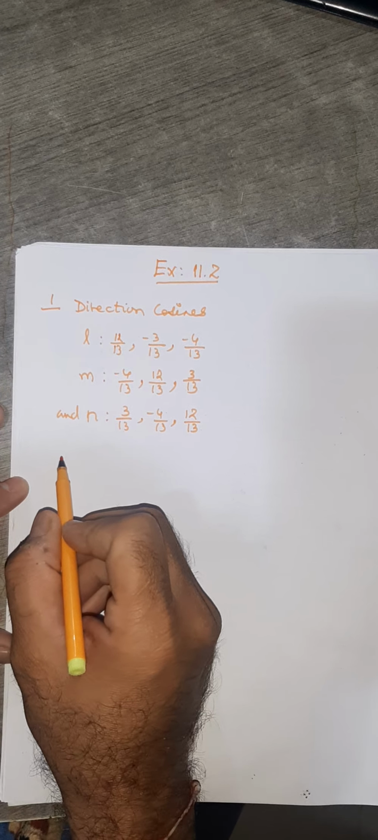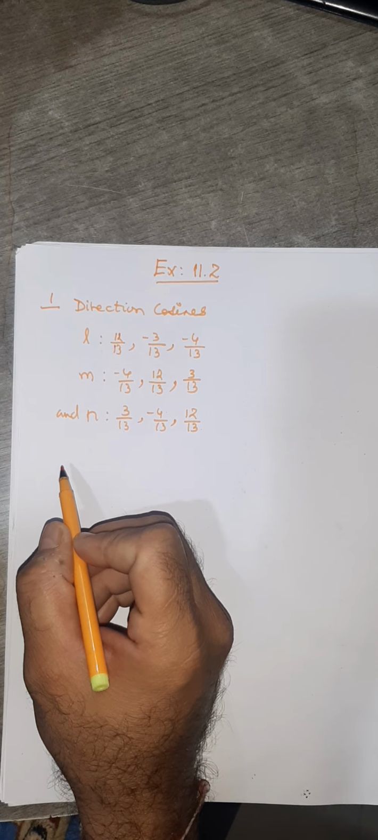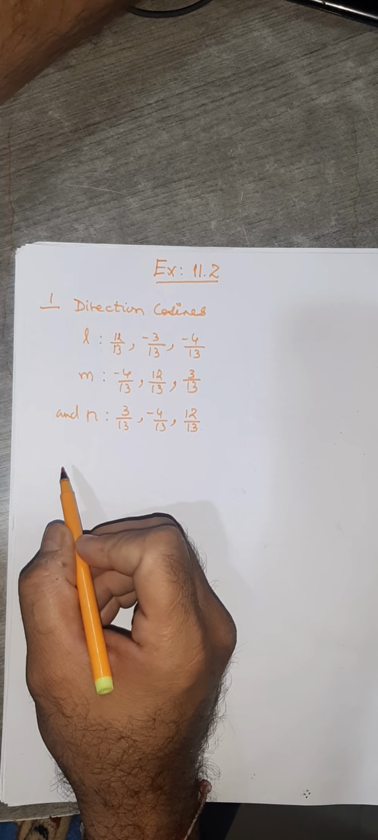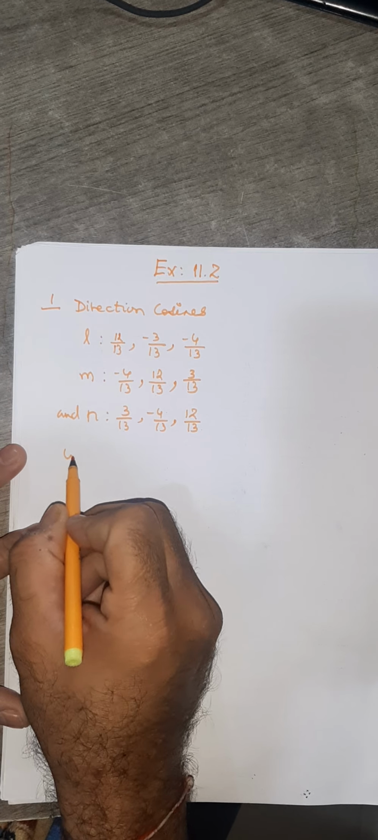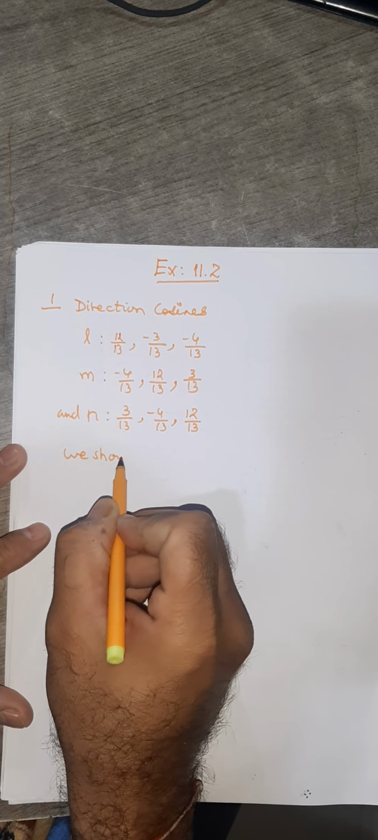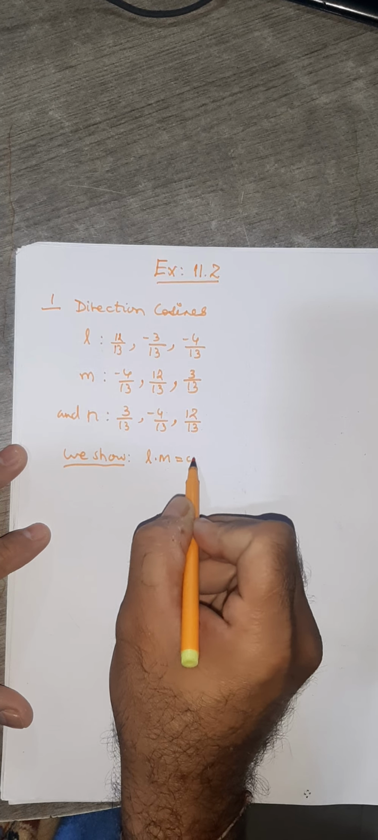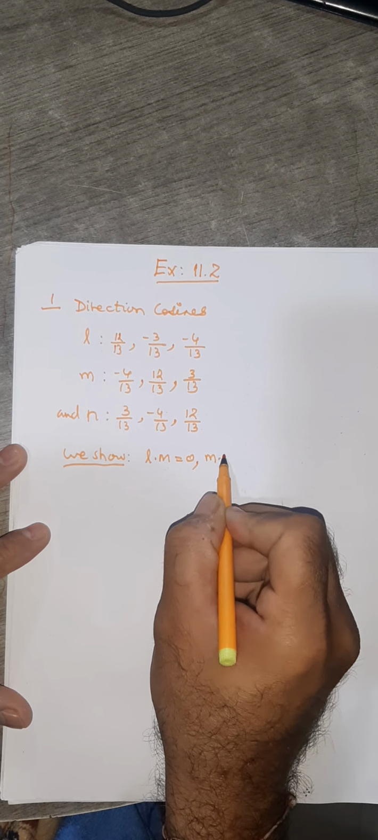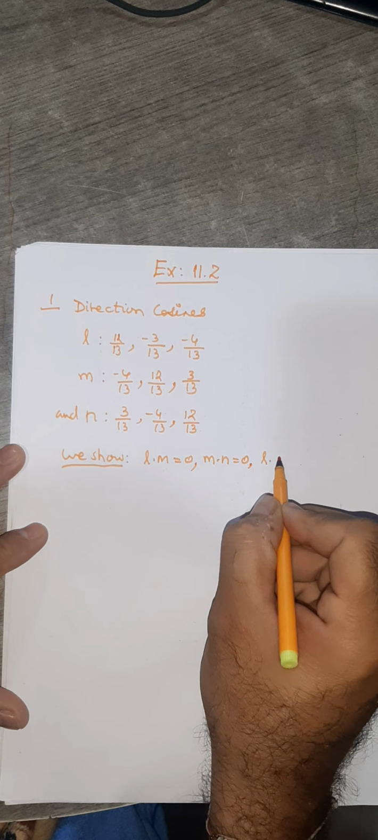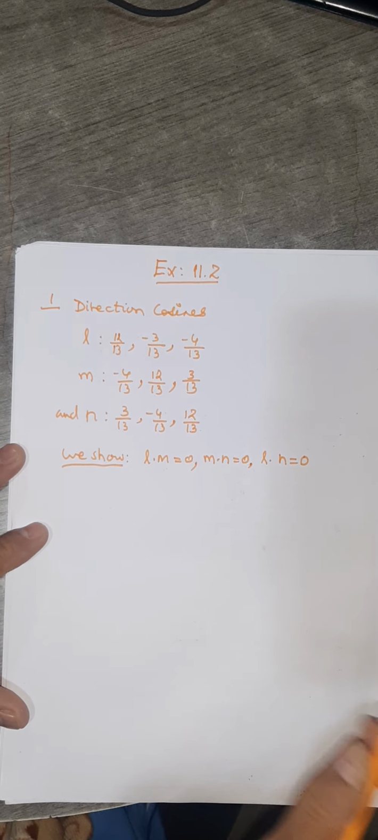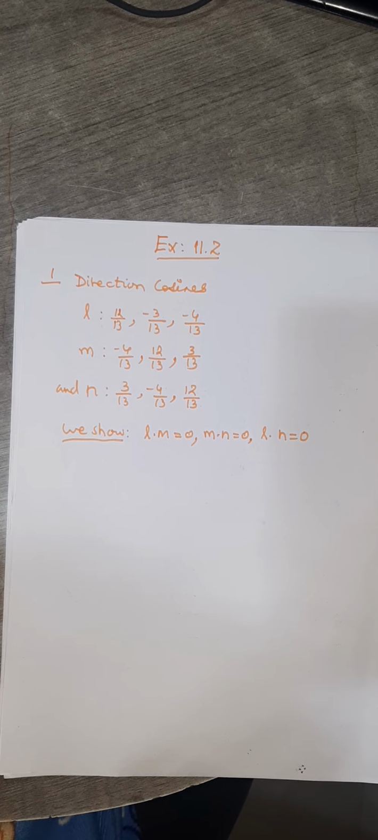So what we need to show? Perpendicular means the dot product equals what? 0. So we show that if I take any two out of these three, then the dot product is 0. What we need to show is: if you find L dot M, it must be 0. M dot N must be 0. And L dot N is also 0. These three dot products must be 0. That's what I need to show.